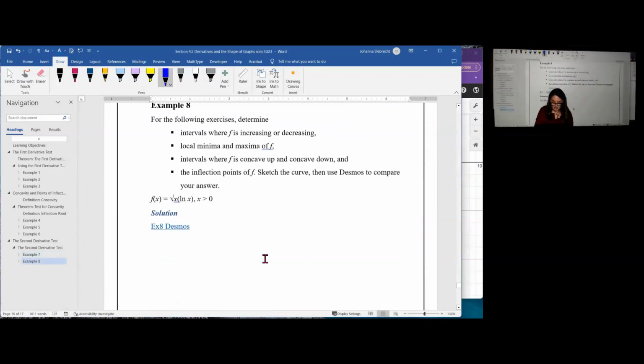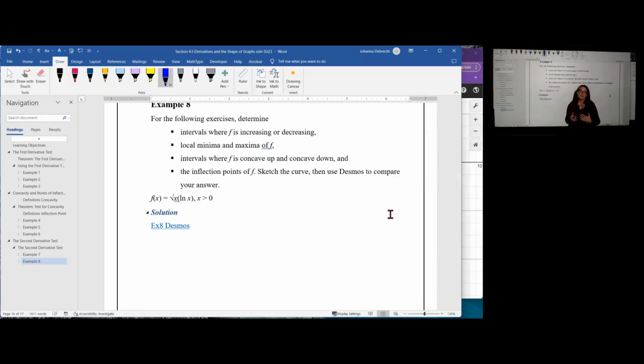Let's now look at the last example in this section, example 8. We want to use all the information that we have learned so far. We want to know where it's increasing, where it's decreasing, where it's concave up, where it's concave down, where are the relative extrema, and where are the inflection points. This one is the function square root of x times natural log of x. I've already given you the domain, which is open 0 to infinity. Make sure that you test and make sure the critical points are in this open interval from 0 to infinity.